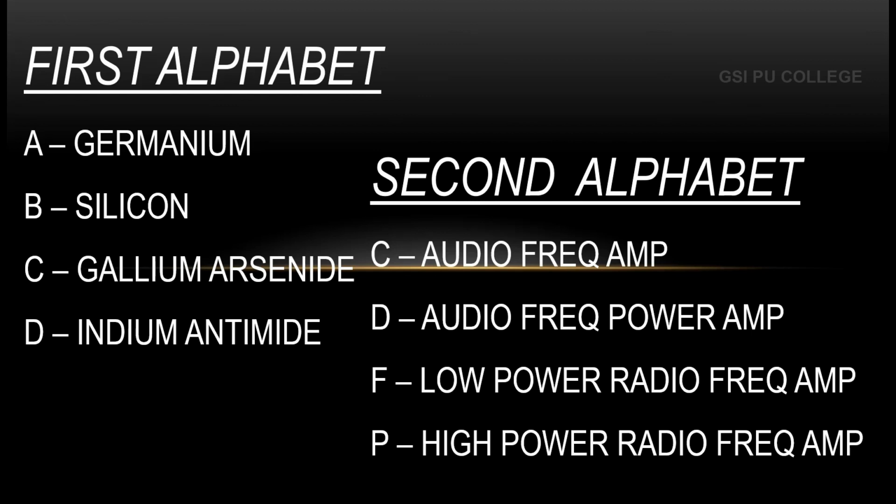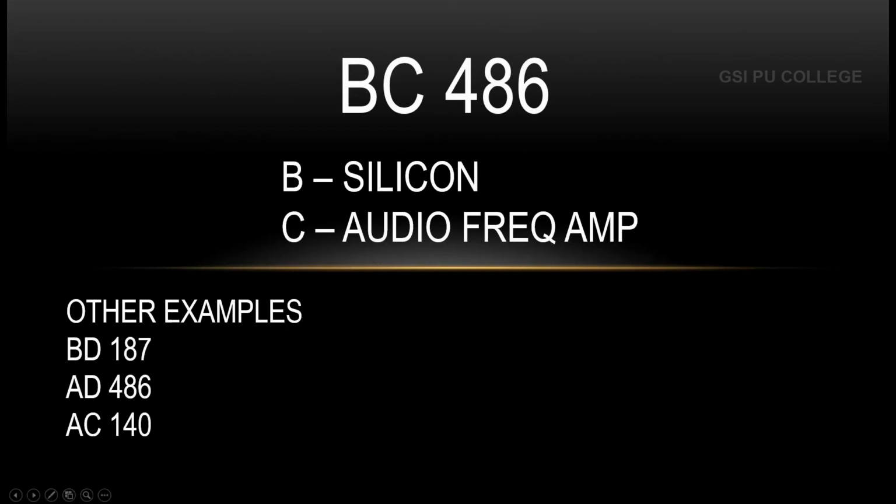When it comes to numbers, the main important thing we have to recognize or see on the ICs is the alphabets. Numbers are different for different companies. For example, BC486 is an SMD transistor. So B stands for silicon, C it is an audio frequency amplifier. So BC486 means it is nothing but a transistor which is made of silicon and used as an audio frequency amplifier. Other examples of SMD type transistors are BD187, AD486 and AC140.